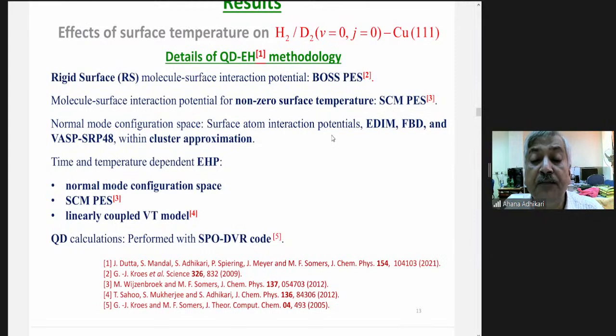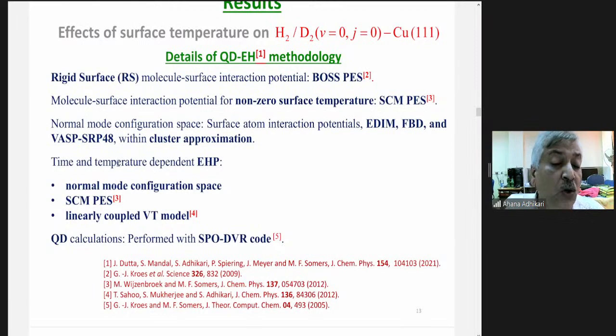And for the frequencies of the surface modes, there are different packages, the most common being VASP, SIESTA, EDIM and FBD. Those frequencies we obtained in collaboration with the Leiden group within the cluster approximation, because the frequencies are calculated within the cluster approximation, not the slab approximation. There are differences between slab and cluster; those are the details of it.